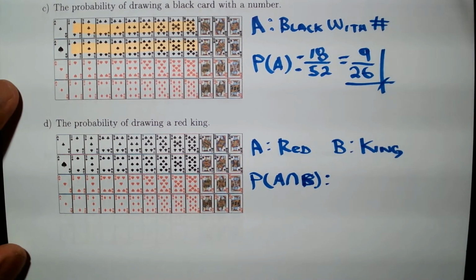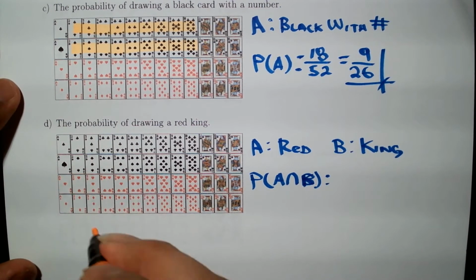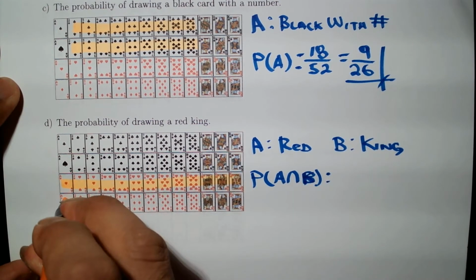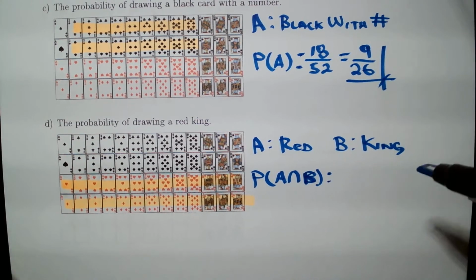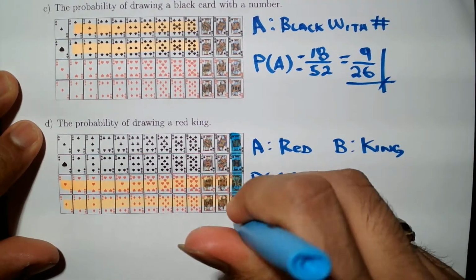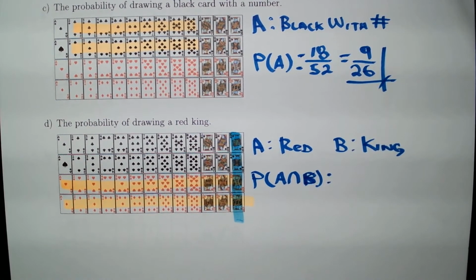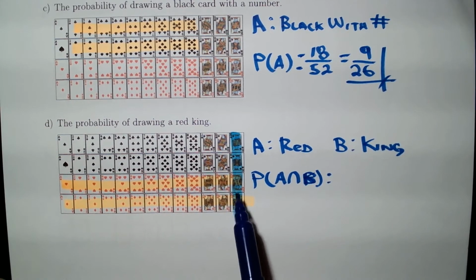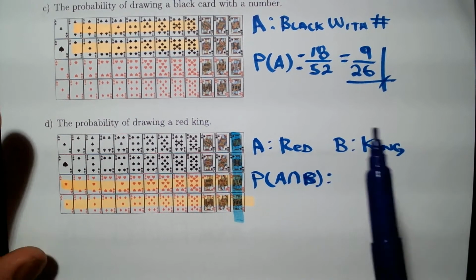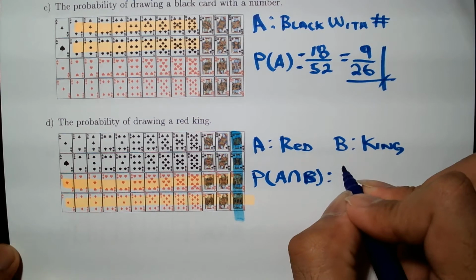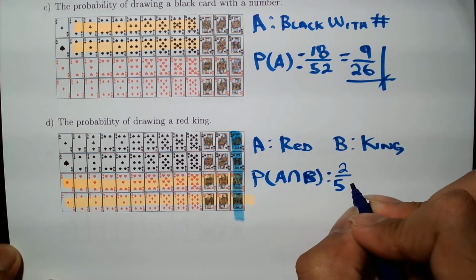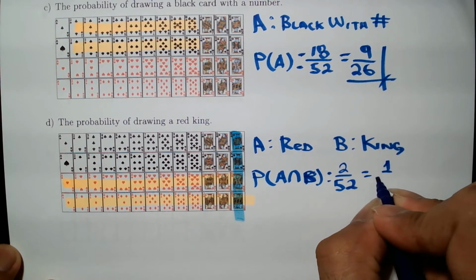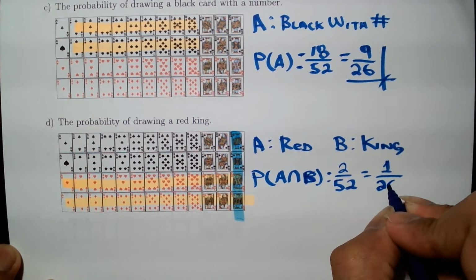So in this case, I'm going to highlight all red cards and all the kings, and I'm going to look for the intersections only, because those are the cards that have both conditions, red and king. In this case, 2 out of 52, which is 1 out of 26.